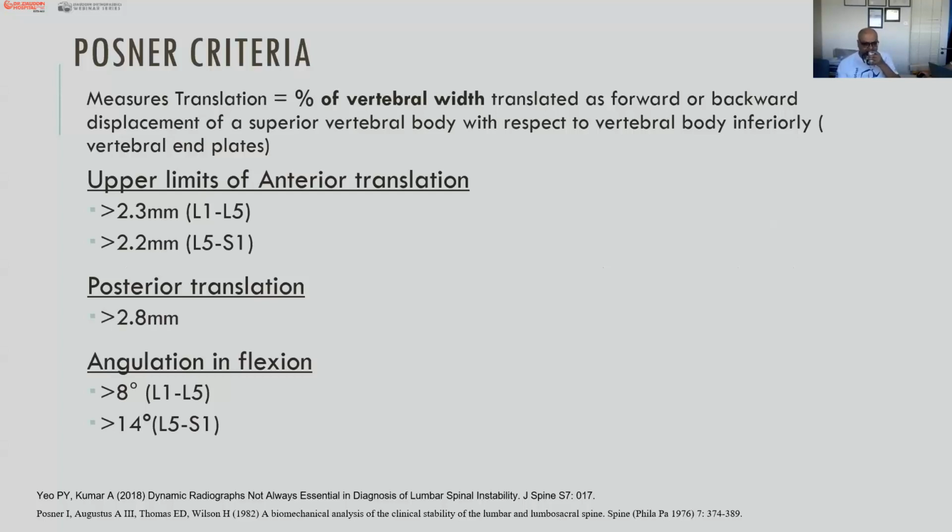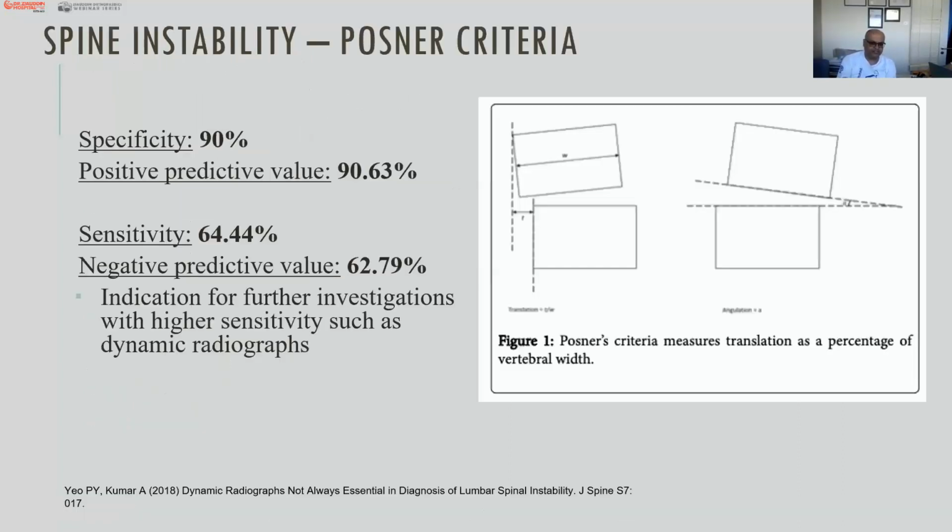Now, Posner's criteria. Posner described it in 1983. There have been a few modifications, but roughly you can remember that any movement between 3 and 4 millimeters from L1 to L5 is abnormal. Up to 3 millimeters at the L5-S1 level is abnormal. Angular movement greater than 8 degrees in flexion is abnormal between L1 to L5, while more than 14 is abnormal at L5-S1. You will find various figures. You can follow whatever your department follows.